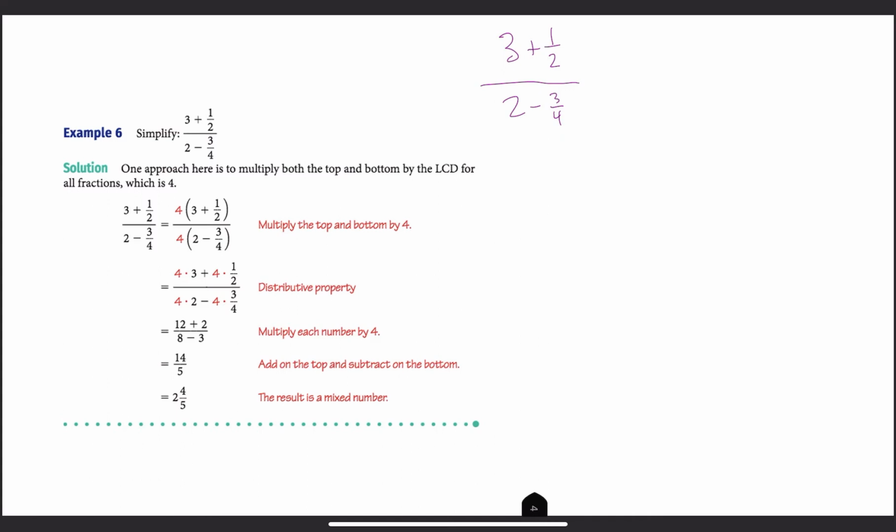So up top, 3 plus 1/2 is 3.5. And that's pretty straightforward. But 2 minus 3/4, not as straightforward.